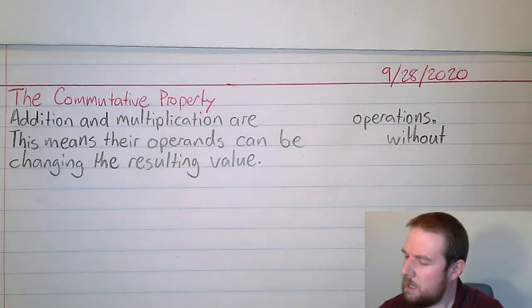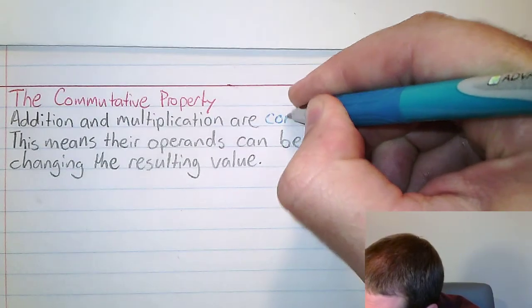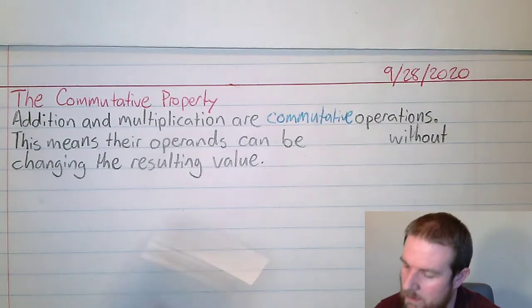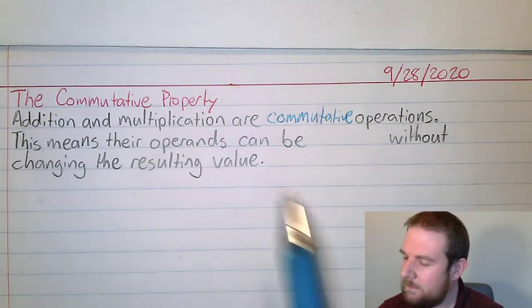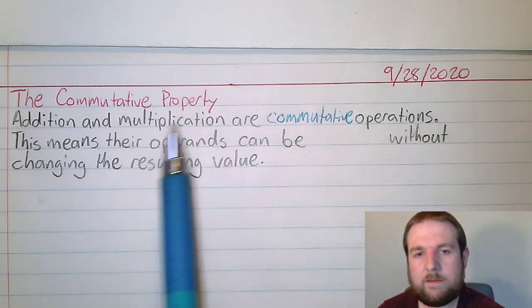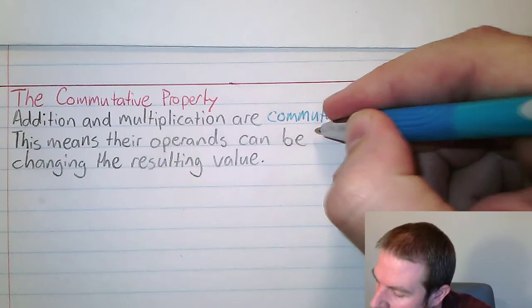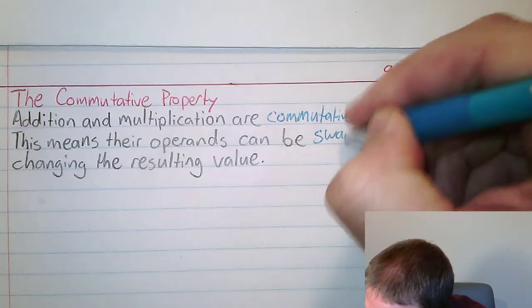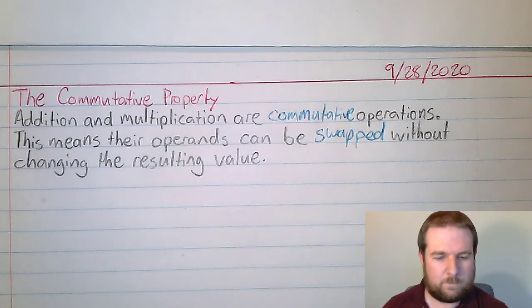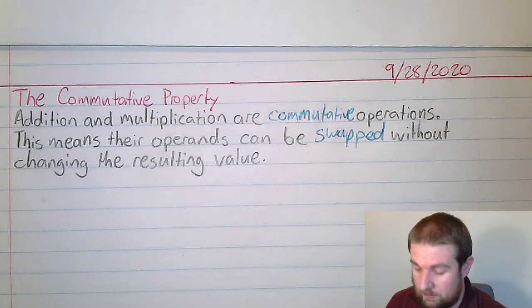Addition and multiplication are what we call commutative operations. Commutative. What this really means is if we take the numbers either side of addition or multiplication, we call these operands in mathematical language. What we can do with them is swap them, so they can be swapped, and doing that doesn't change the result.